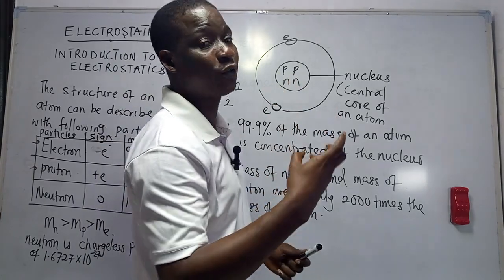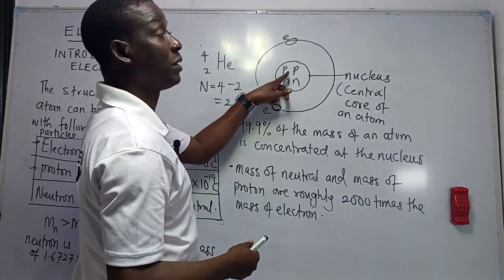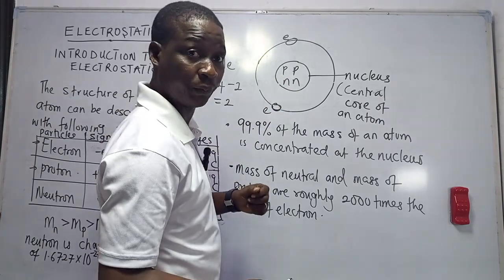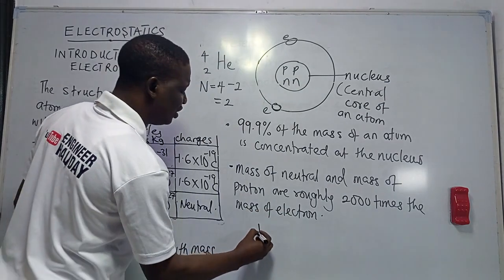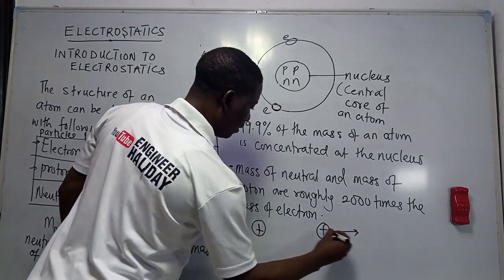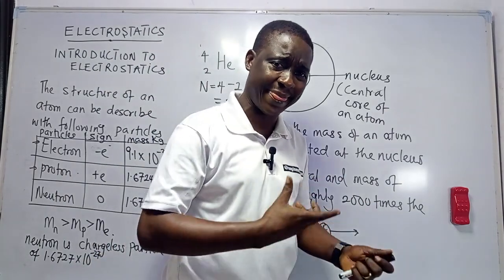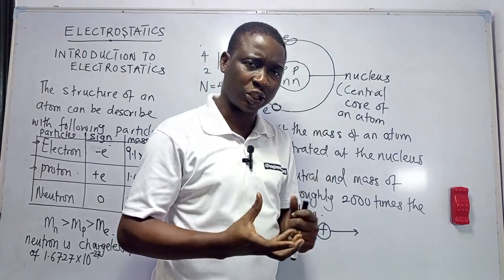There's what we call electrostatic force that exists between proton and proton. And we call that electrostatic force of repulsion. Why do we call it repulsion? We know that when you have two charges, they will repel. Why are they repelling? According to Coulomb's law, we are going to get there, he said like charges repel while unlike charges attract.